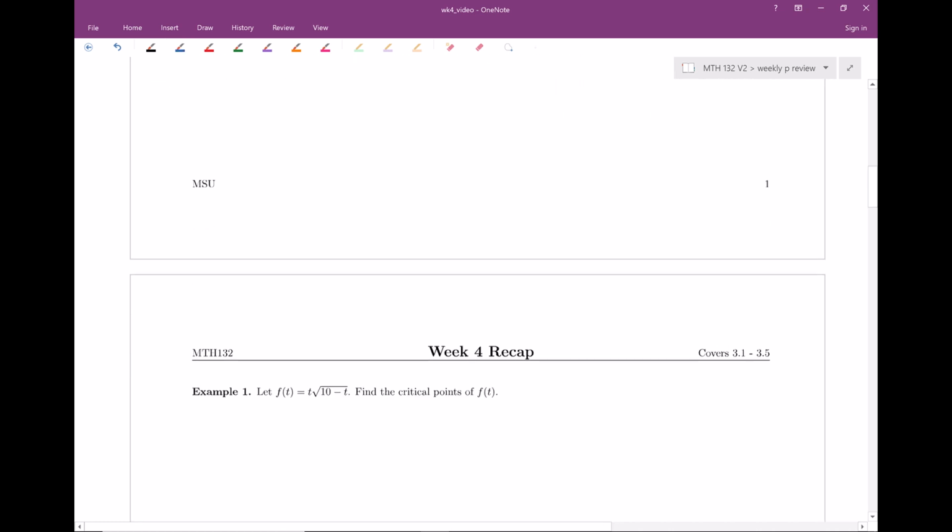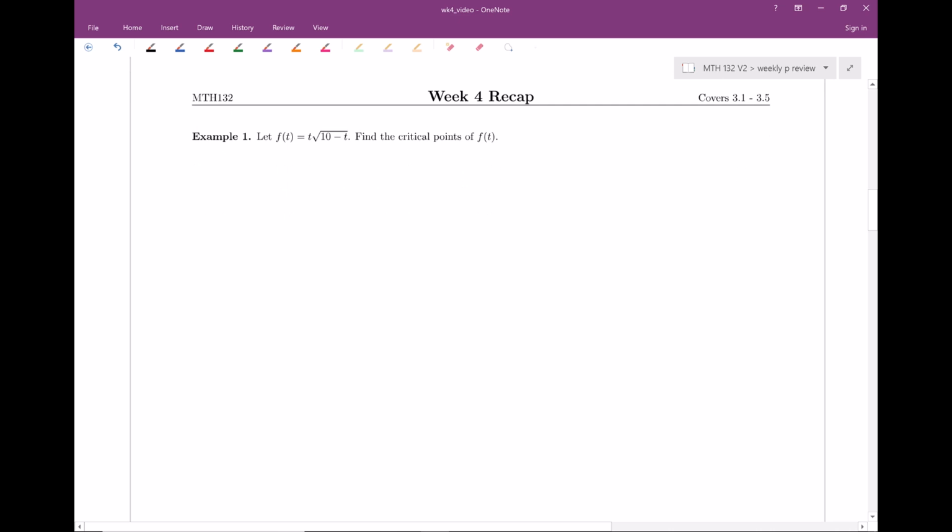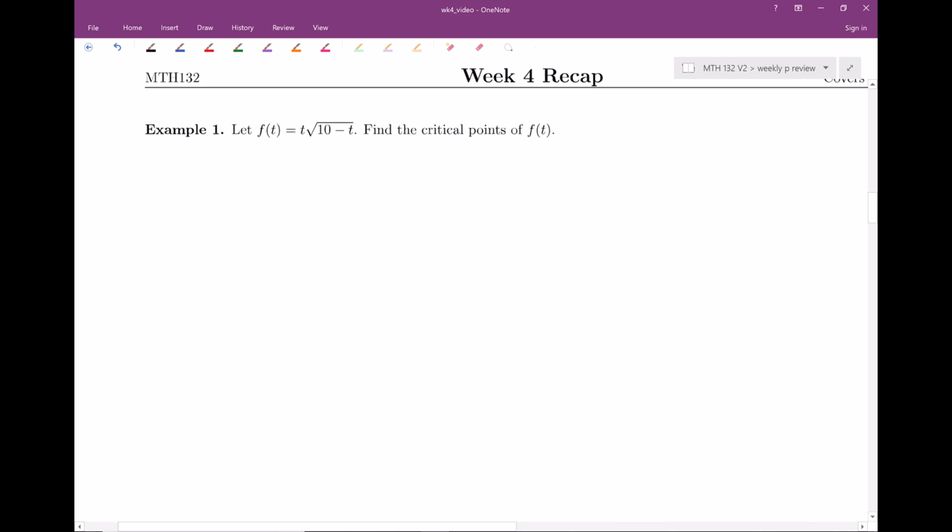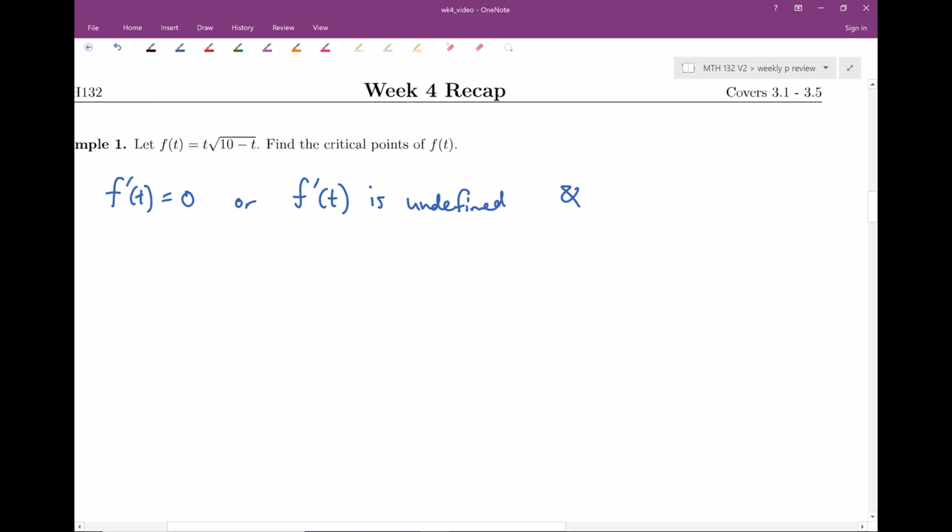All right, so for example number 1, we just want to find the critical points. So we have to remember the definition: critical points are wherever the derivative is equal to 0 or the derivative is undefined, and remember those critical points need to be in the domain of the function. And the point is in the domain of f.